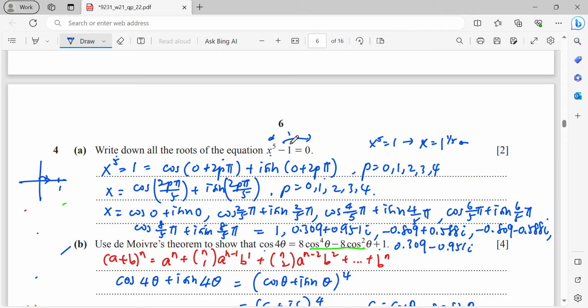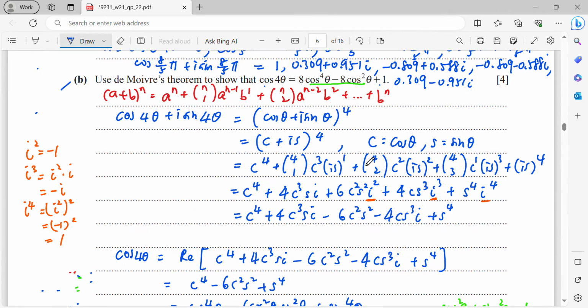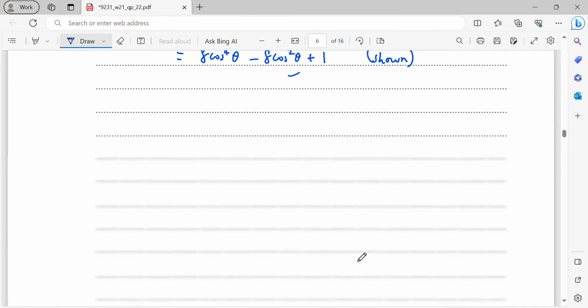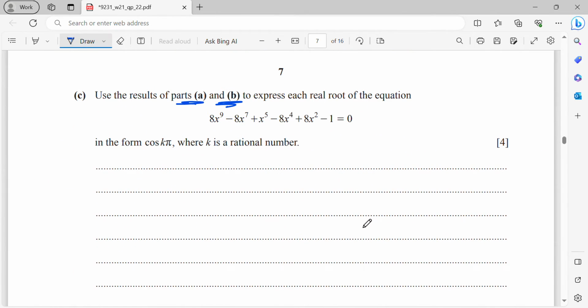In part A, we found the roots for x degree 5 minus 1 equals to 0. And in part B, cos 4 theta equals to these expressions. Now, since x degree 5 minus 1 equals to 0 is already solved, I have to factorize this. I will factorize it by using long division or polynomial division.